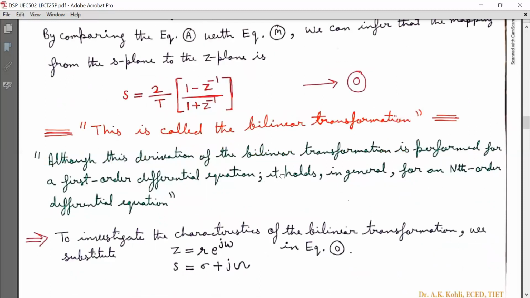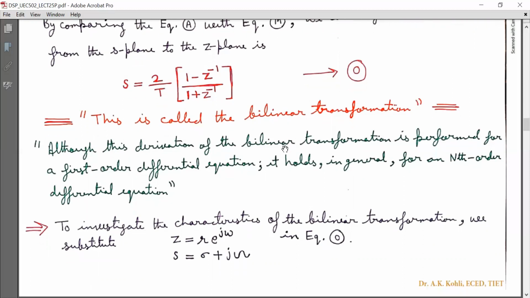Although this derivation of the bilinear transformation is performed for a first order differential equation, it holds in general for an nth order differential equation. So this is true. Now let us investigate the characteristics of the bilinear transformation.